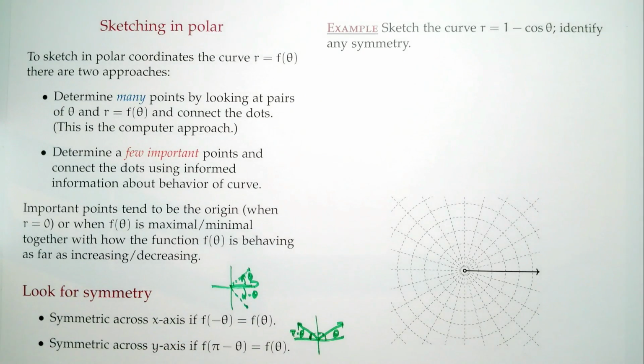So we won't generally look for symmetry, but that's something you can be aware of. All right, so now we're going to start by sketching the curve r equals 1 minus cosine theta. And we'll just identify any symmetry. We can identify symmetry at the end by looking at the picture. We can try to identify symmetry at the beginning by saying, well, what type of symmetry do we have? Do we see any obvious candidates for symmetry that we should expect?